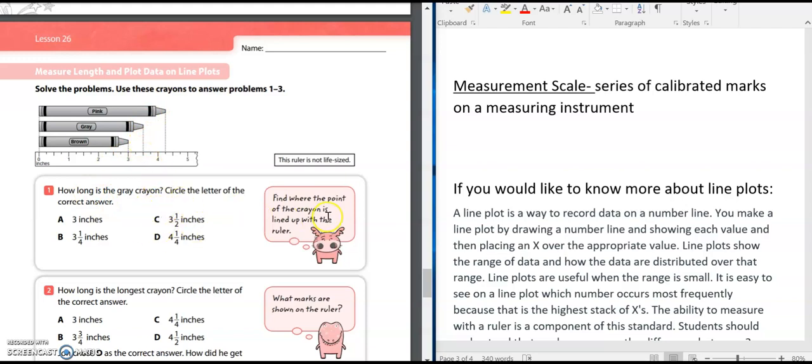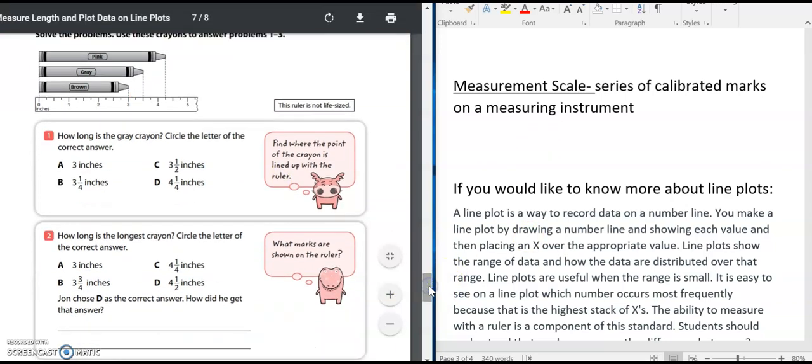Find where the point on the crayon is lined up with the ruler. If you didn't do that correctly, go back and find where your gray crayon point is lined up at the end of that mark on the ruler. All right, let's move on to number 2. How long is the longest crayon? Circle the letter of the correct answer.